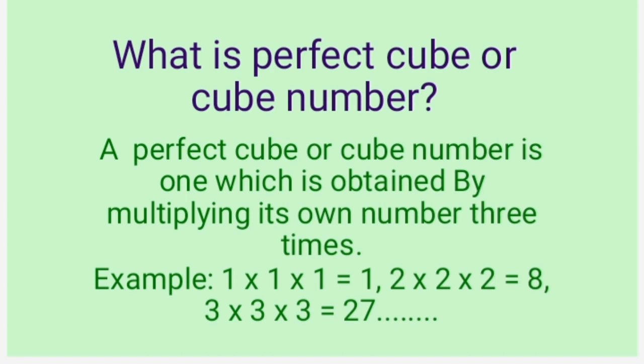A perfect cube or a cube number is one which is obtained by multiplying a number by itself 3 times. See, 1 into 1 into 1 is equal to 1. 2 into 2 into 2 is equal to 8. 3 into 3 into 3 is equal to 27. So, 1, 8, 27 are called cube numbers and 2, 3, 4, 5 are non-cube numbers. And students, always remember this: cube is multiplication of any number 3 times, not with 3.